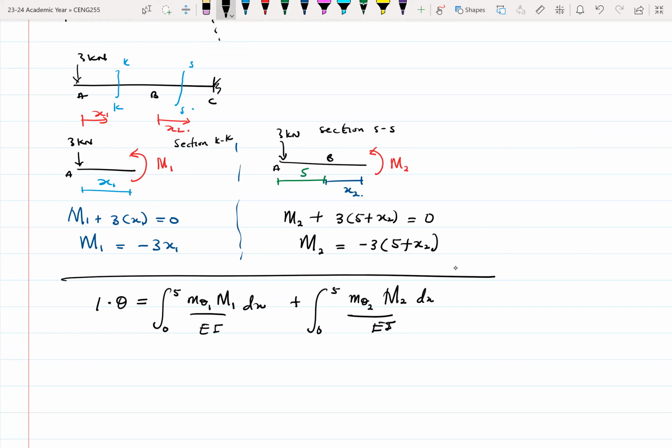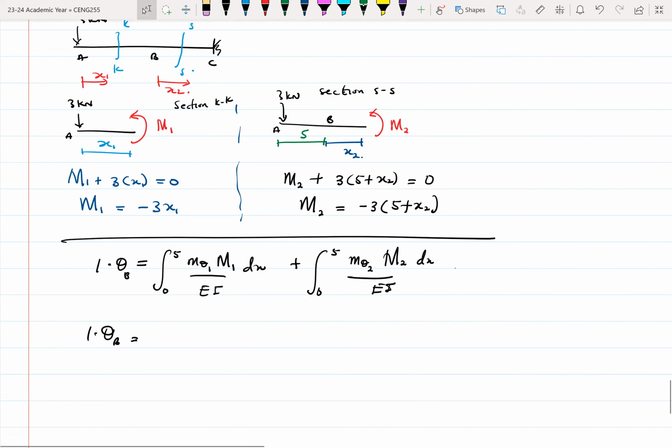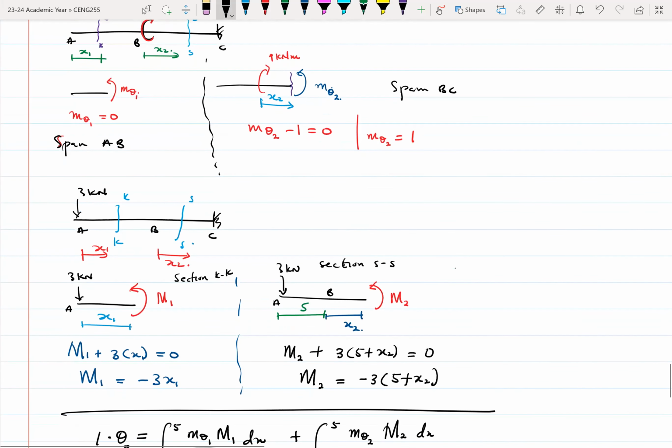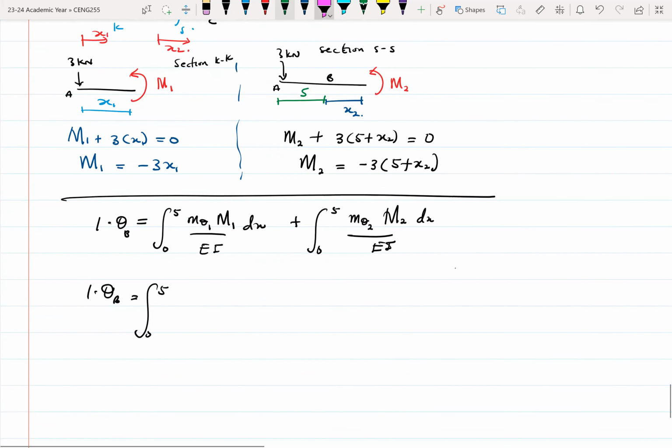So 1 times theta, here we are finding theta B, will be equal to the limit of 0 to 5. Our small m theta 1 was 0. So let's take note, which means that this becomes 0. Then our big M1 was minus 3x.